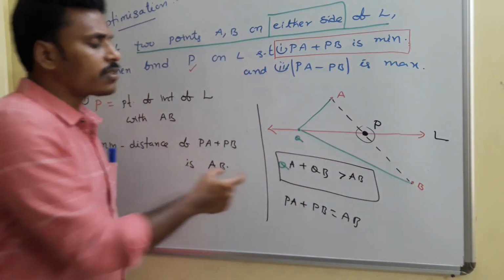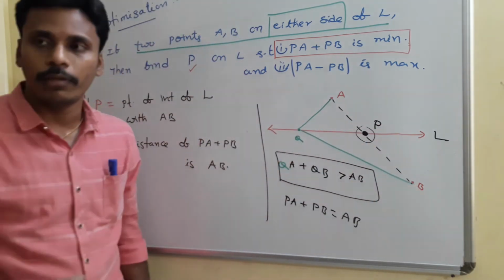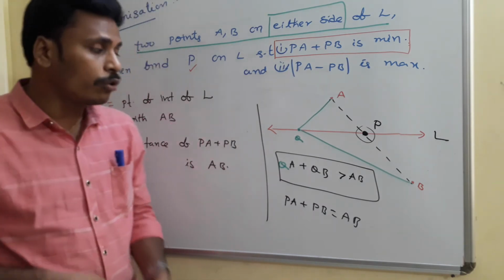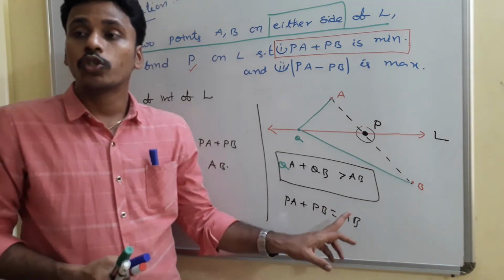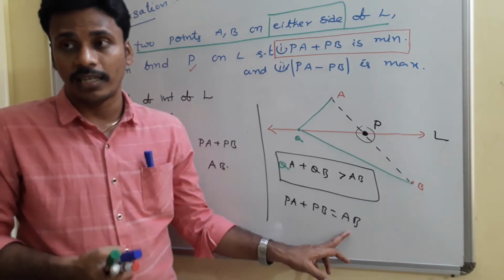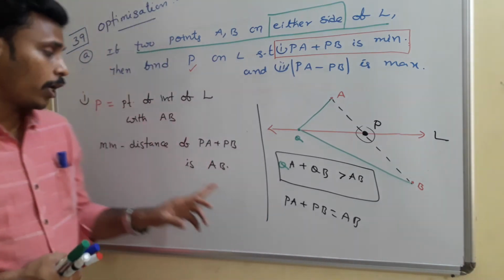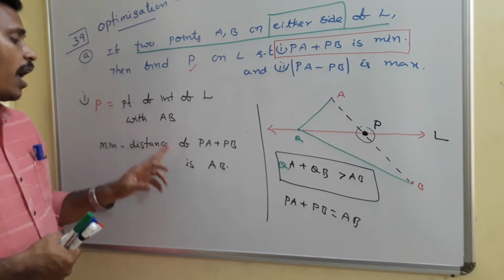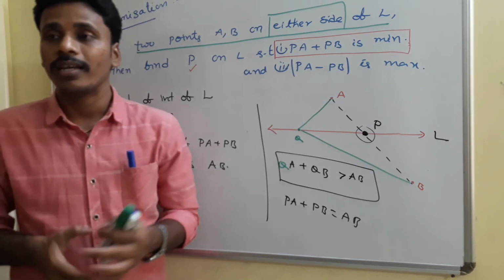In all those cases, the sum of those distances is more than AB. But in one case, I found that the distance is equal to AB. So that is the minimum possible distance. So that point P is the point of intersection of the line with AB, and that minimum distance is AB. There ends the task.